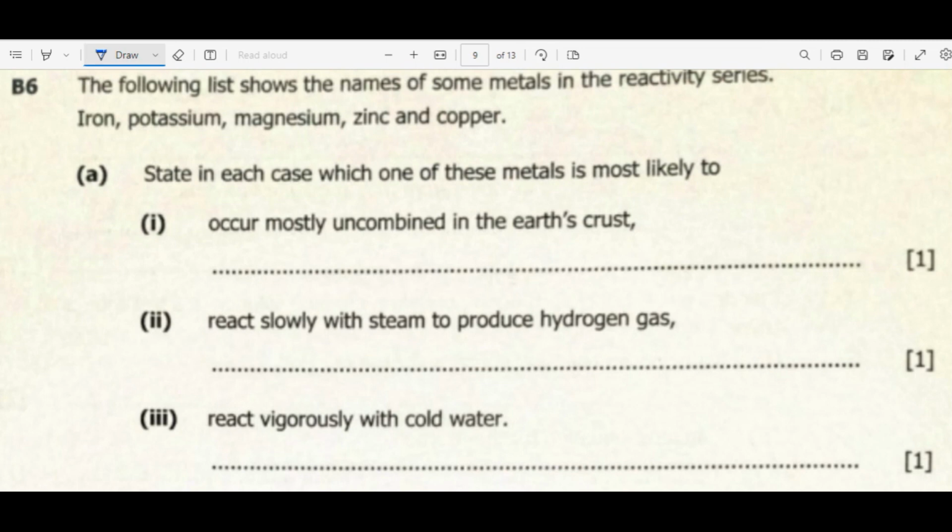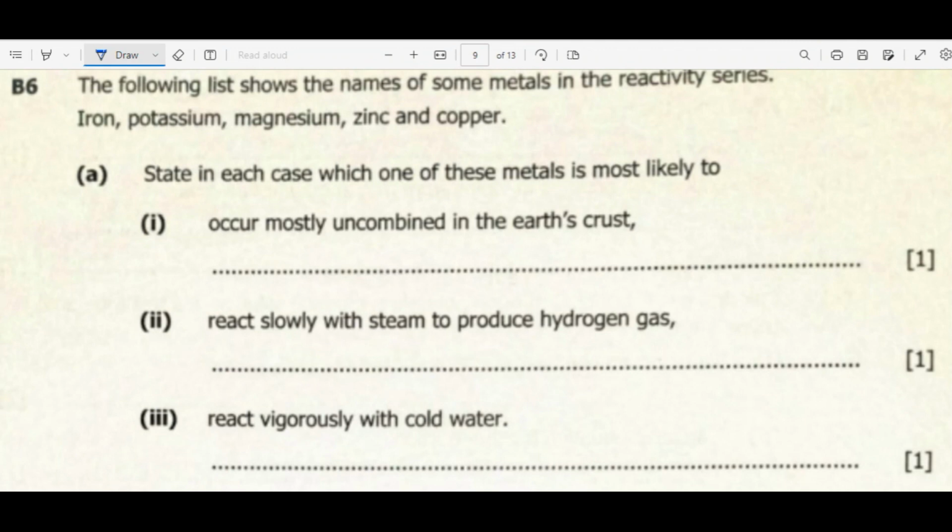So now let's have a look at our first question. The following list shows the names of some metals in the reactivity series. So we are given iron, potassium, magnesium, zinc, and copper. If we define reactivity series, it's just an ordered list of metals that shows which metal is more or less reactive than the next, right?